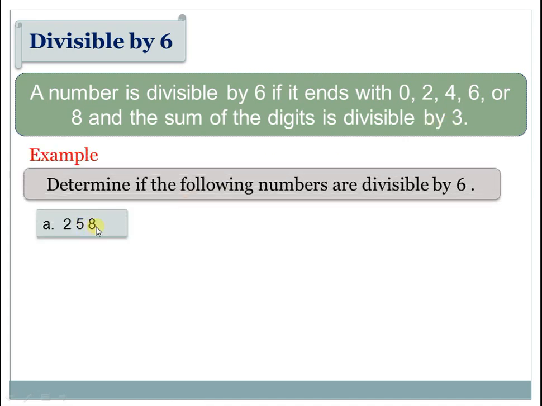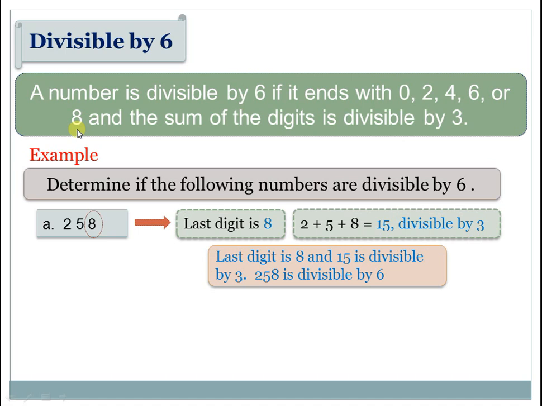Again, let us check the last digit. The last digit is 8. So we already satisfied the first rule. The next thing we have to check is if it is divisible by 3. The rule for checking if the number is divisible by 3 is by adding the digits. So we have 2 plus 5 plus 8 is equal to 15. 15 can be divided by 3. Therefore, we could say that 258 is divisible by 6.